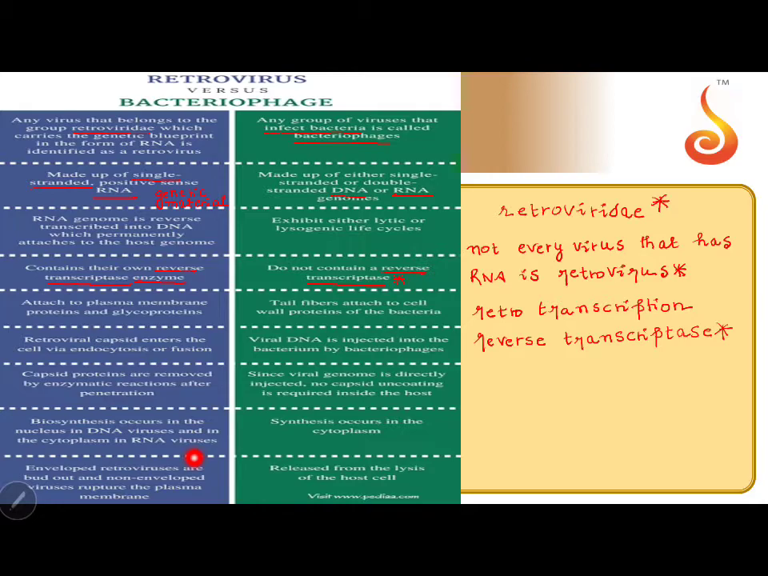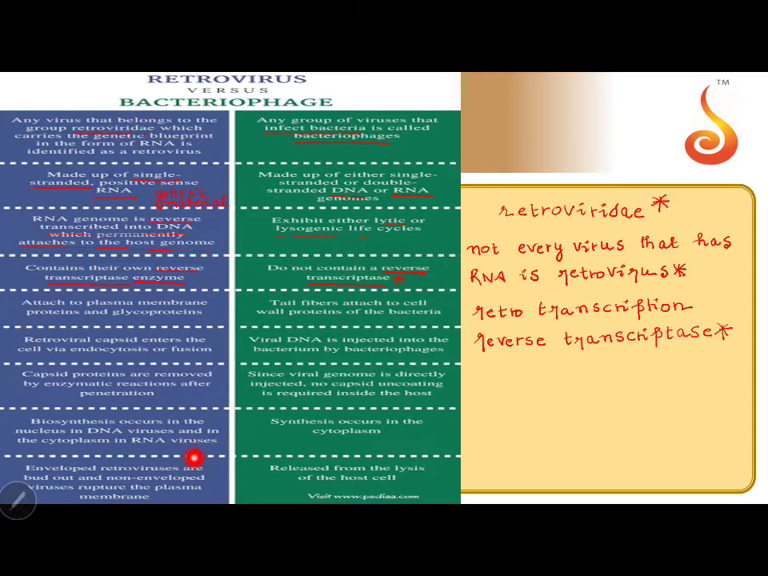Then you may ask me, what is the point? Which cells will they infect? Other RNA viruses will infect cells which have RNA as genetic material. But retroviruses can infect cells which have DNA as genetic material because they can perform reverse transcription. That makes them unique. The RNA genome is reverse transcribed to DNA, which permanently attaches to the host genome. They exhibit either lytic cycle or lysogenic cycle.